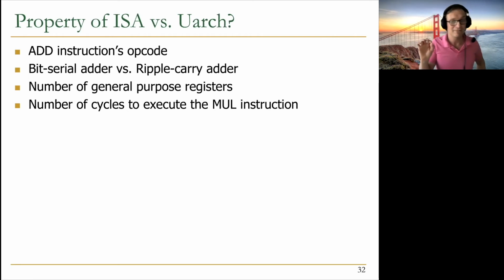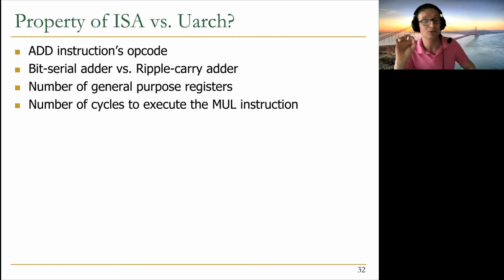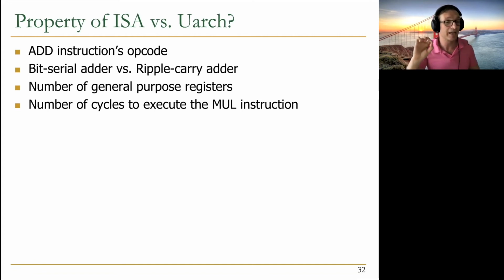But I will qualify this. Later, we will see instruction set architectures that require the compiler writer or the programmer to know this. These are called very long instruction word, VLIW architectures, so that they can schedule the instructions in a particular way. At that point, it becomes a part of the ISA. But in most ISAs, it's not part of the ISA.